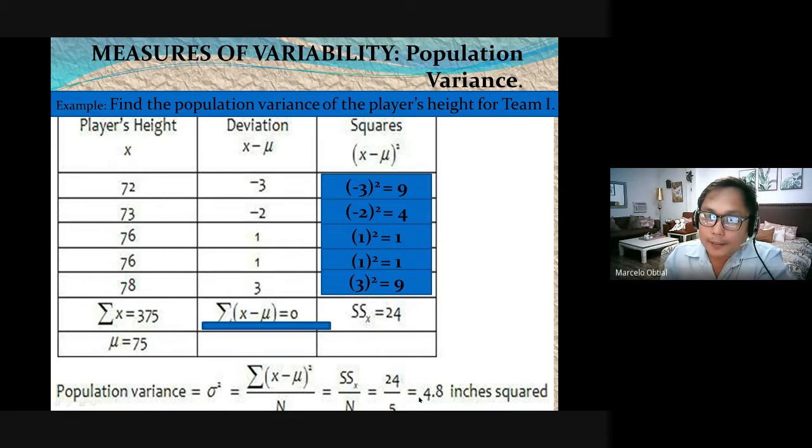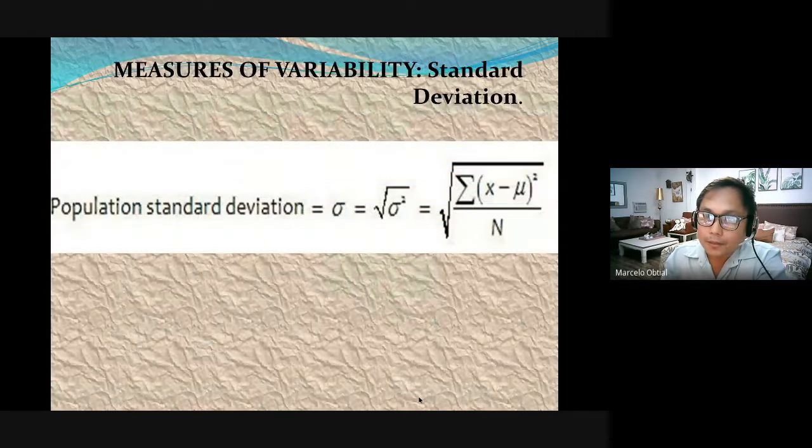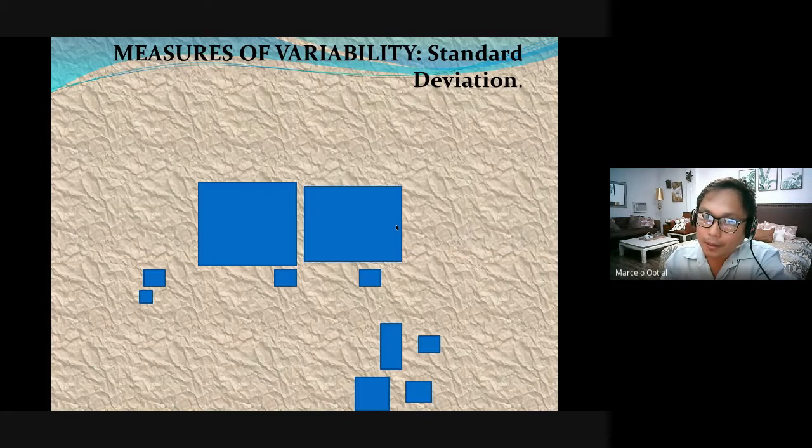Okay, so next. This is an example of the formula of standard deviation. You just need to get the square root of both sides. Okay, another example here.